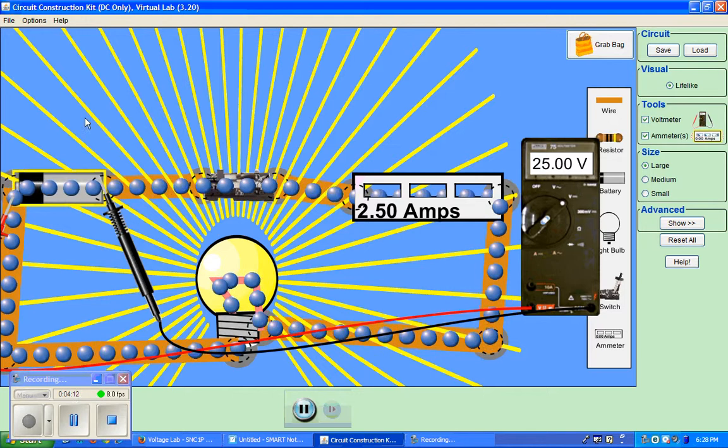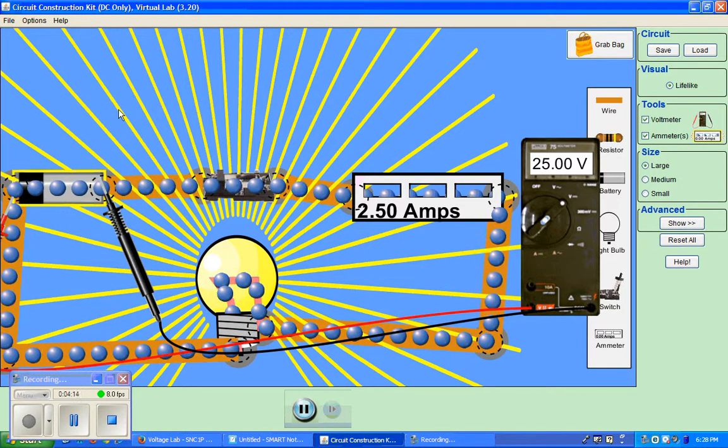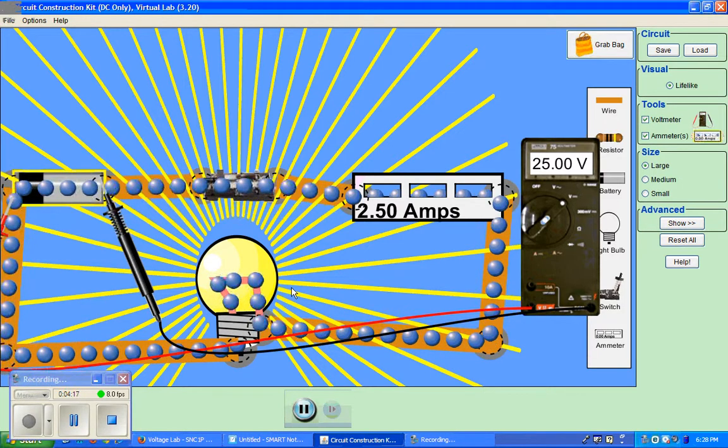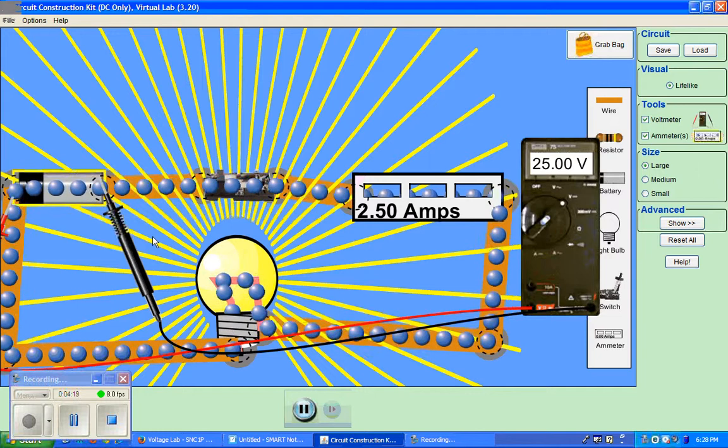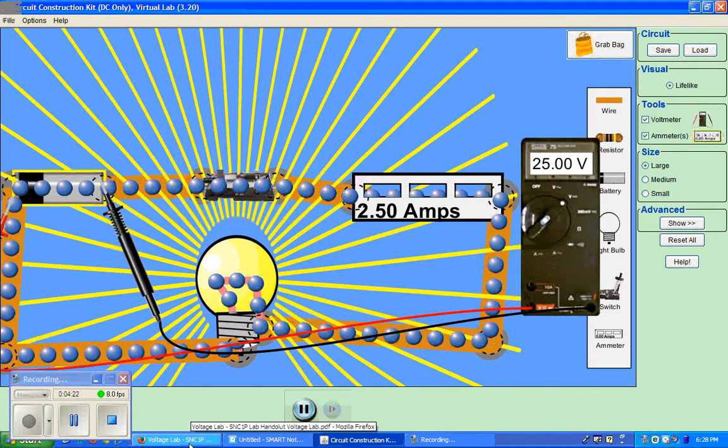Question 8 here, what happens to the bulb brightness if we increase the voltage of the battery? Why? So again, the bulb brightness dramatically increased. You can see these nice rays of light coming from the bulb have dramatically increased in size. Well, why does that happen?